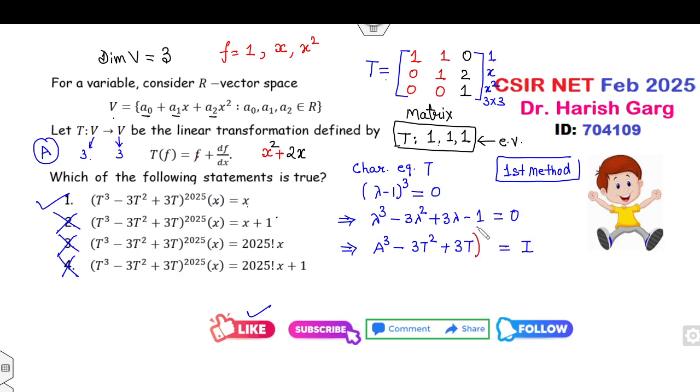Now, if you consider the power 2025, then 1 to the power 2025 is 1. So that means this value is the identity. If you multiply both sides by x, it will be x. Again, A is the right answer of the problem.